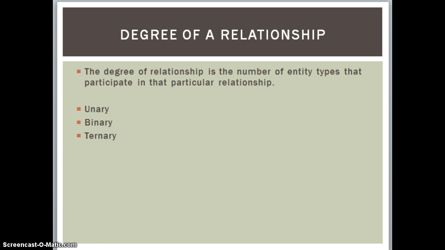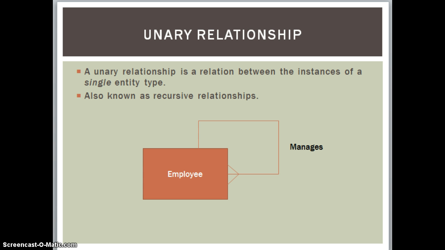The degree of a relationship simply states the number of entity types that participate in a relationship. Degrees can be broken up into unary, binary, and ternary relationship types. A unary relationship is a relationship between the instances of a single entity. As you can see in the example, the relationship line leads back to the same single entity. This is also known as a recursive relationship.